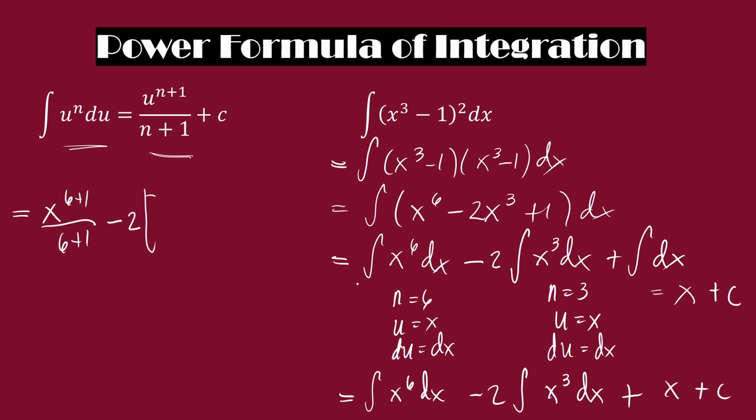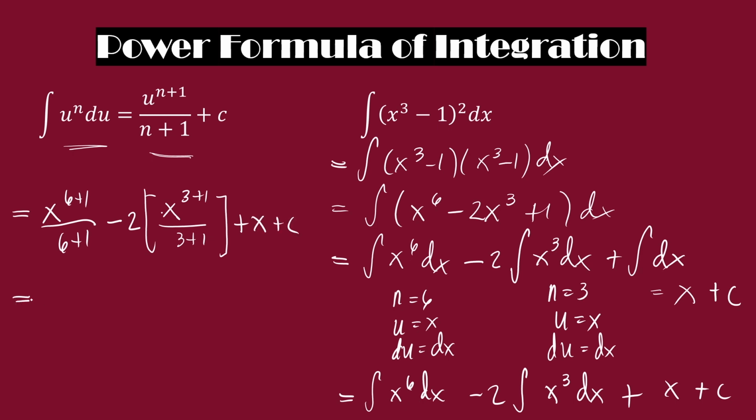Your u here is x raised to n plus 1. That is 3 plus 1 over 3 plus 1. Now, notice that I did not put a c here, the plus c, because I already have plus c here. So this is plus x plus c.